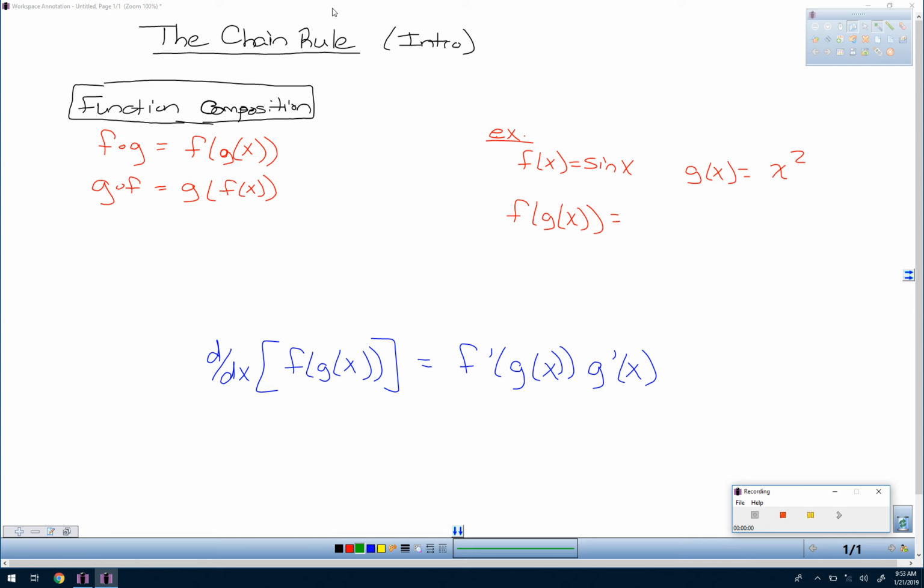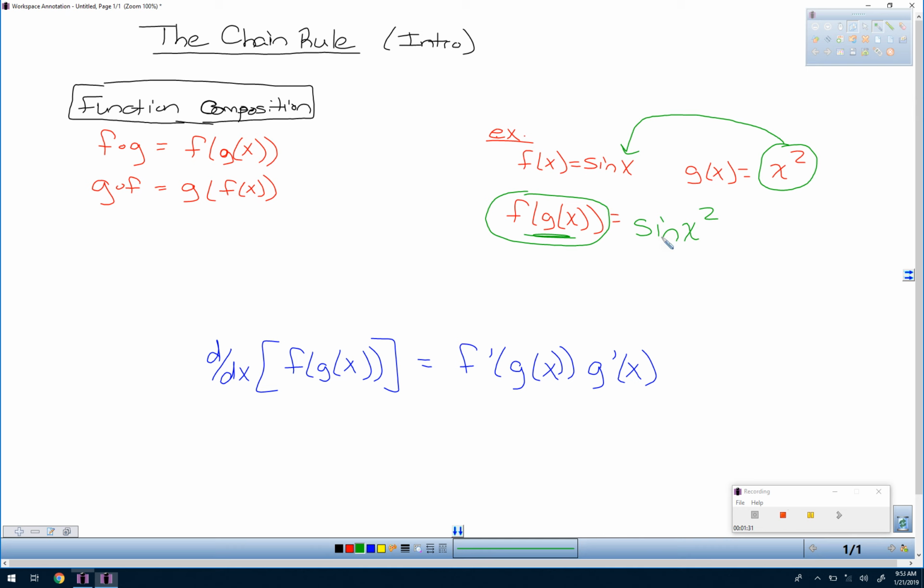Let me give you a more concrete example. Let's say I had two functions, f(x) equals sine of x, and g(x) equals x squared. If I wanted you to find the composition f of g of x, that would mean taking the g function and substituting it into the f function, giving you a new function, namely sine of x squared. That's function composition. You see the x squared function inside of the sine of x function.